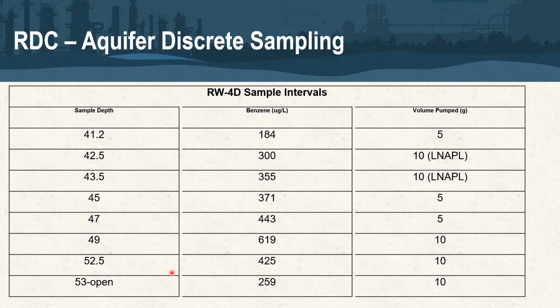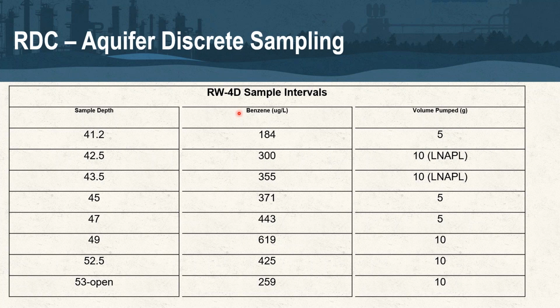We're just going to look at another example here of why targeting specific intervals is quite important, and having that narrow interval, discrete interval packer is quite important as well. This particular site is a petroleum site where, if we look at it, the benzene concentration is fairly uniform. There are some varying concentrations, but they're all within the same order of magnitude of each other down the borehole. Even when looking at these discrete intervals, there's nothing strikingly significant about the numbers here.